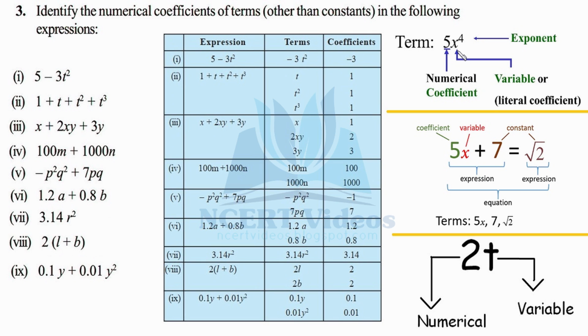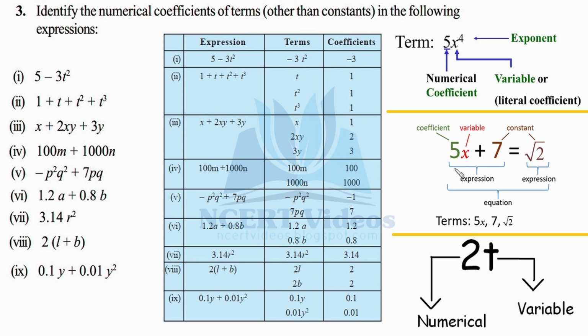That is, x can take any value based upon our conditions, or it is also called a literal coefficient. So basically they all can be termed as coefficients. It depends upon the question. And to be more specific, we have two types of coefficients, that is numerical and variable or literal coefficient.